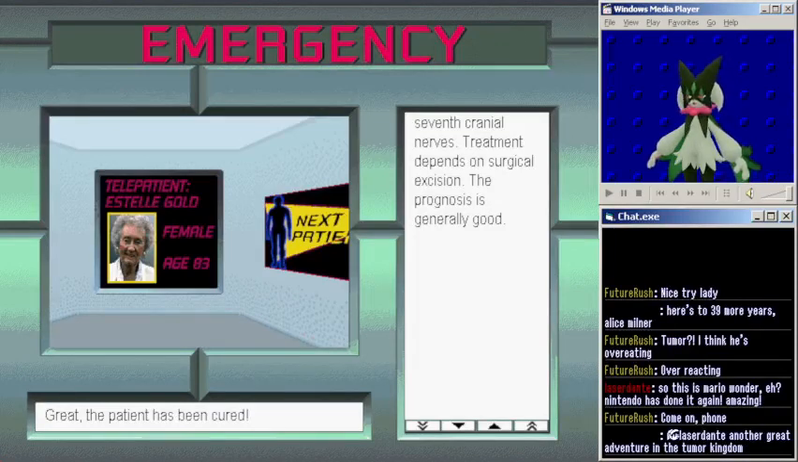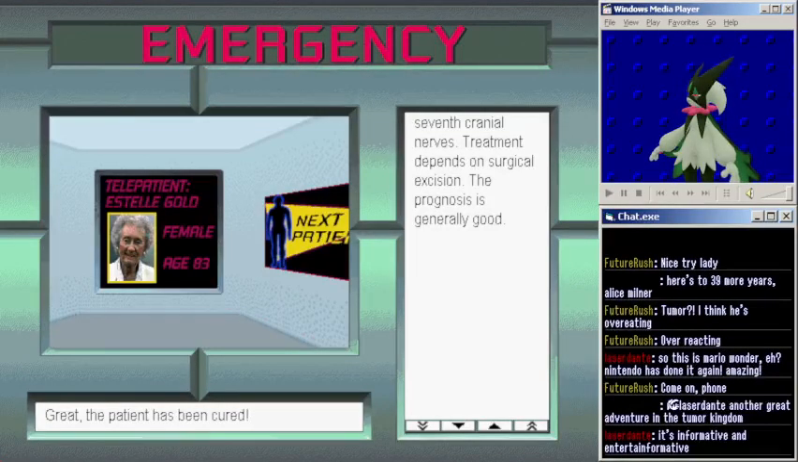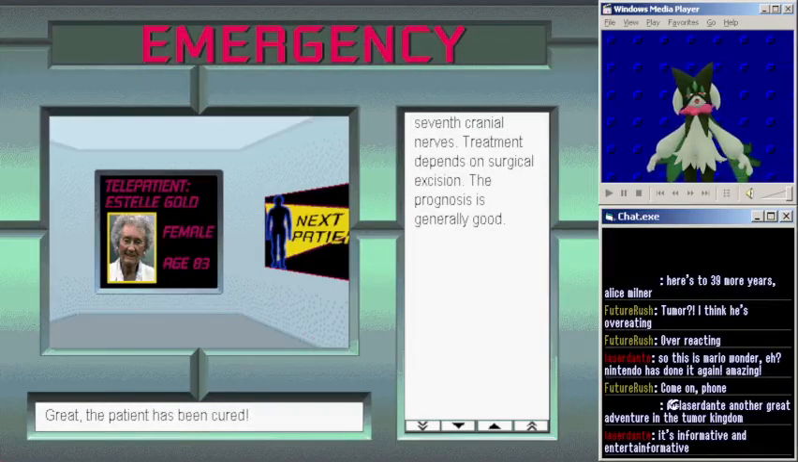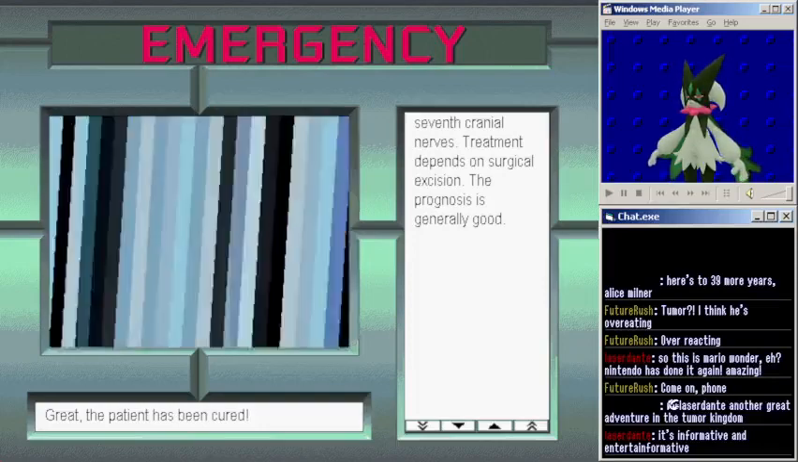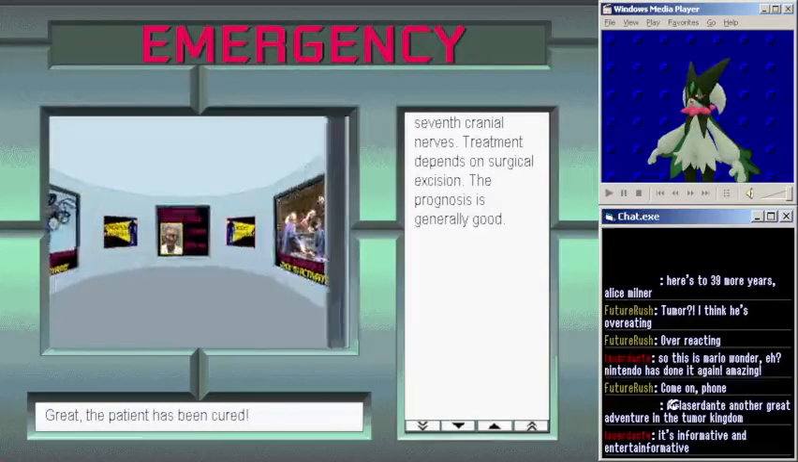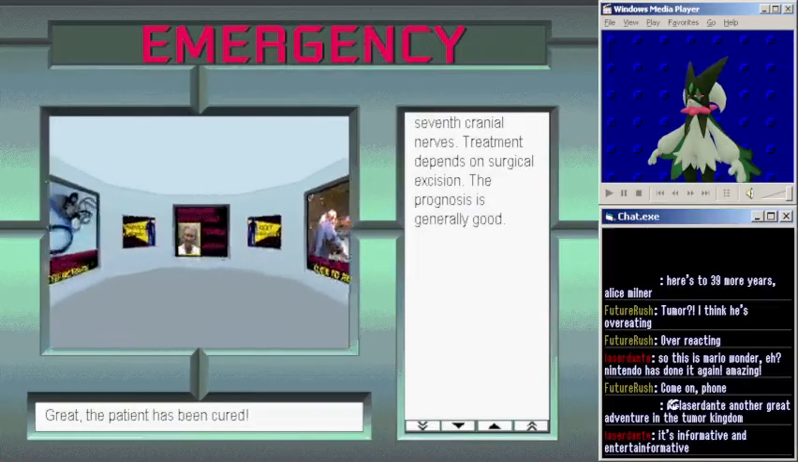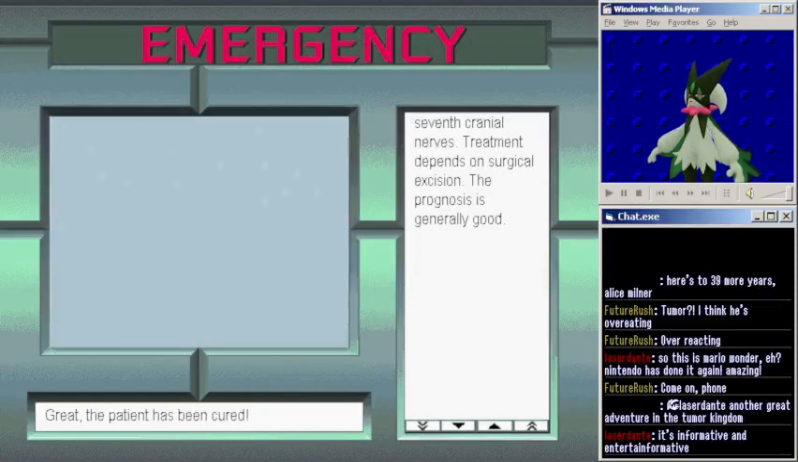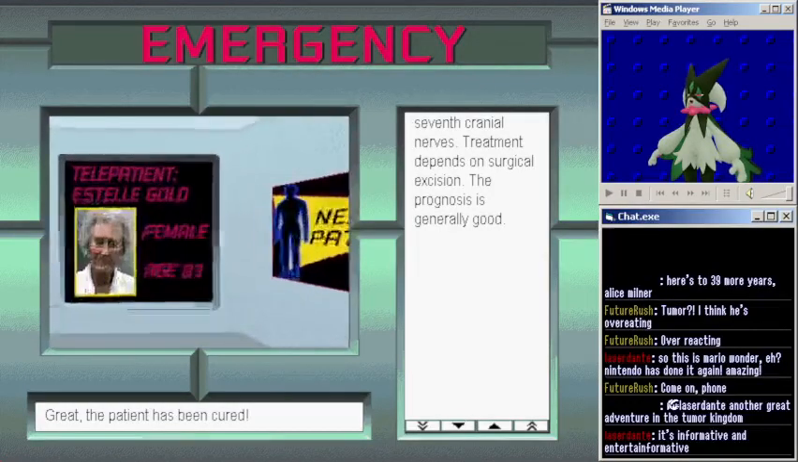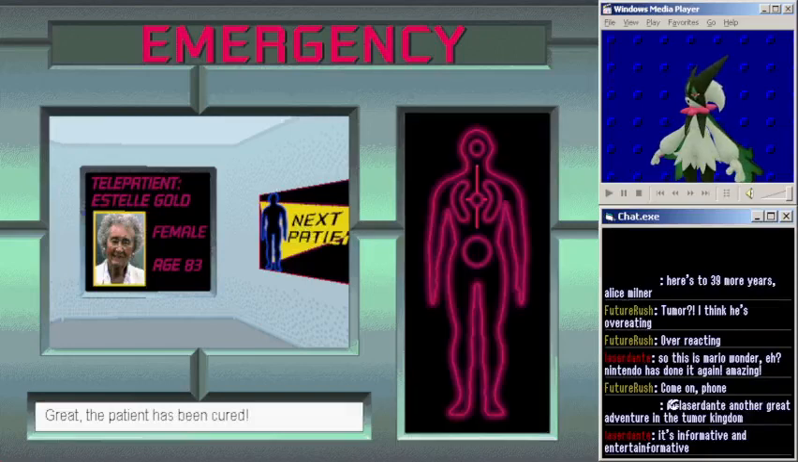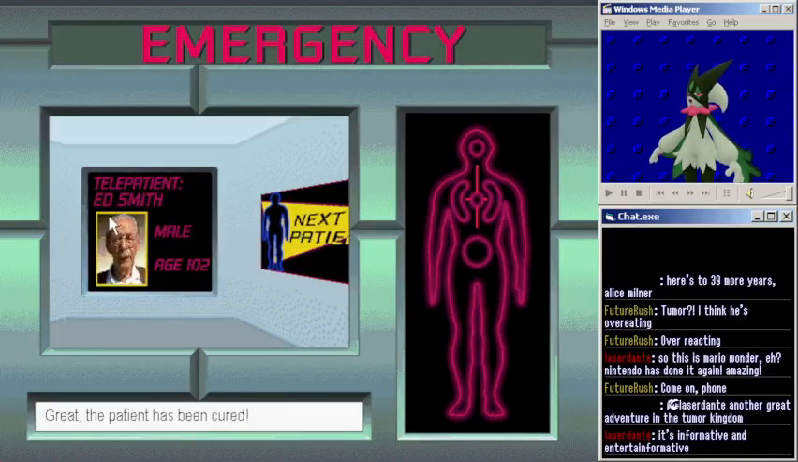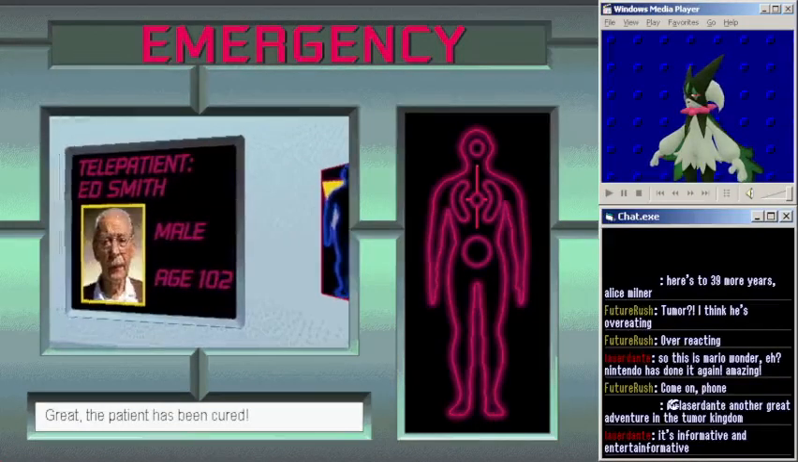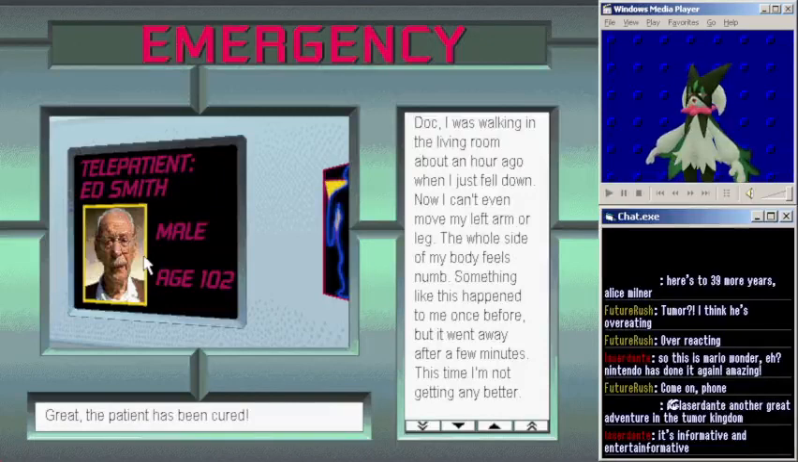Yep, that's right, Donut Dante. Dr. Mario is back. But this time, Dr. Mario is doing surgery. Whoa. Oh, that was kind of neat. Can we do that again? Oh. Maybe not. We had a weird texture glitch going on there. Well, it's time for the next patient. Ed Smith, male. Age 102? Holy shit.